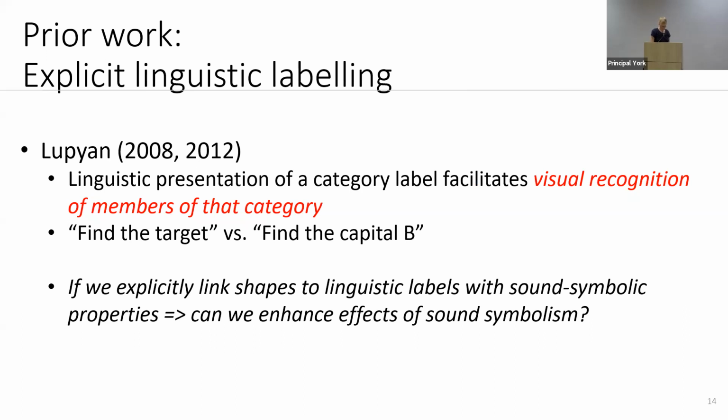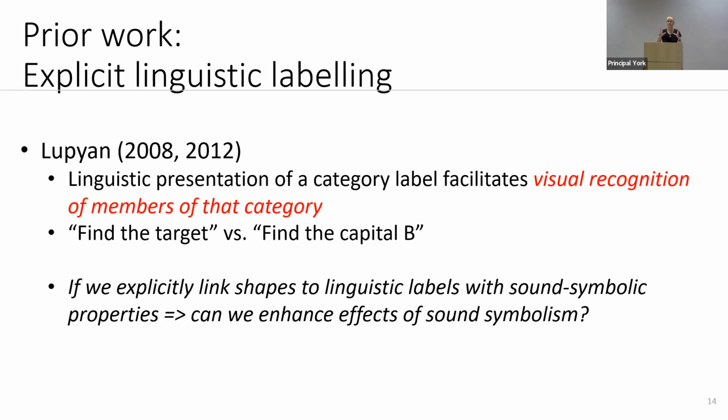Another earlier piece of work I wanted to mention, not linked to sound symbolism, but relevant for us, is work by Lupien, who has shown that the linguistic presentation of a category label can facilitate visual recognition of members of that category. So if participants were told to find the target when they knew what the target looked like, versus when they were also given a linguistic label, like find the bee, they did better when they were given a linguistic category label.